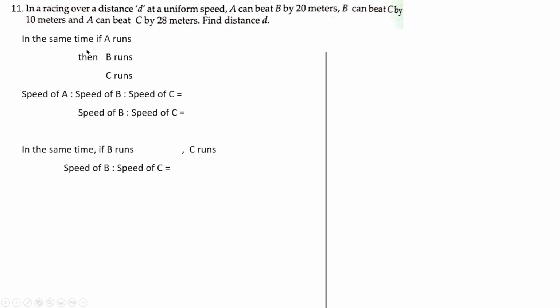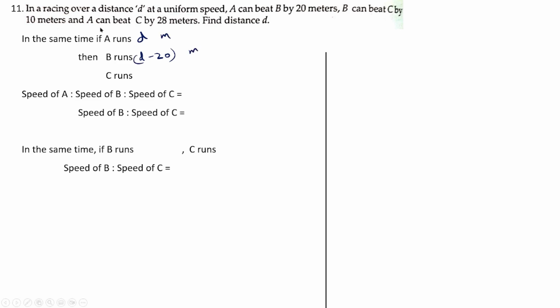In a race over a distance d at a uniform speed, A can beat B by 20 meters, B can beat C by 10 meters and A can beat C by 28 meters. Find the distance d. So similar question we have seen already. Here we have to find d with this information given. So here in the same time, if A runs d meters, here it is given A can beat B by 20 meters. So B runs d minus 20 meters.